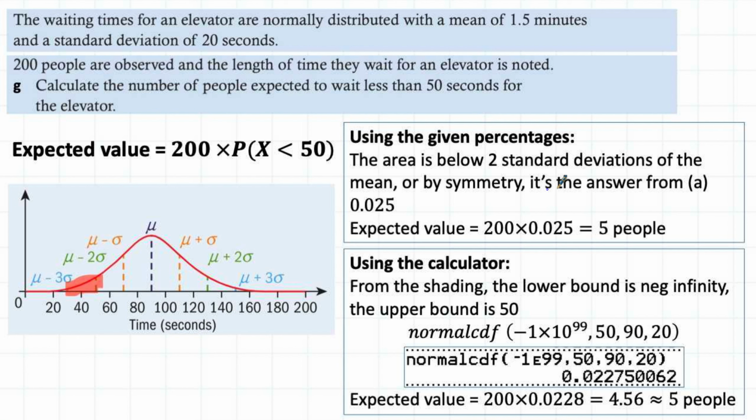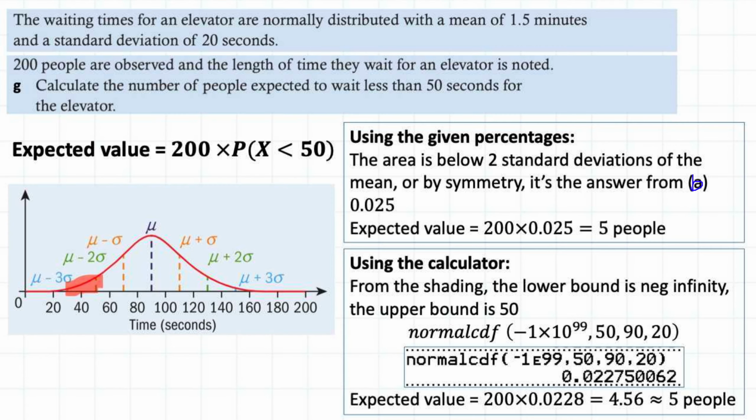This is if you're using the given percentages, which is 5 people. Because we'll just take the answer from part B, sorry, not part A. And from the calculator, I can find the probability of 50, which is 0.2275, and then I'll just do the expected value as usual, 200 times that probability, which will give me 4.56. So that's approximately 5 people.